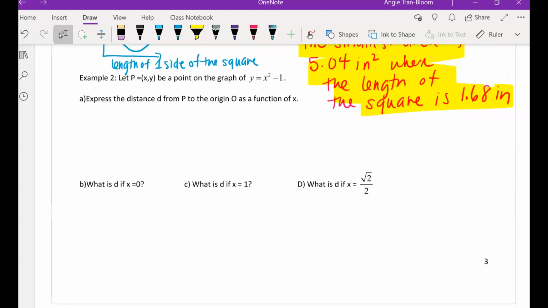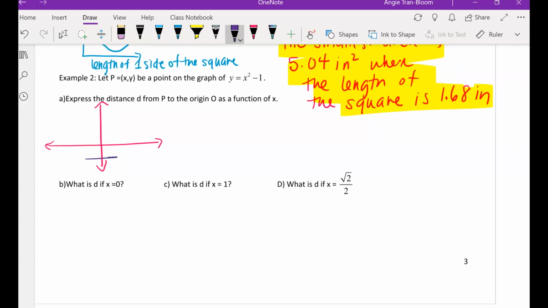So first, let me ask you this question. y equals x squared minus 1. What type of curve is that? It is a parabola. Let's sketch it out. Do we know what this parabola looks like? Where is the vertex? 0, negative 1. Okay. Where are the two x-intercepts? 1, 0, and negative 1, 0. Okay, so that's your curve.